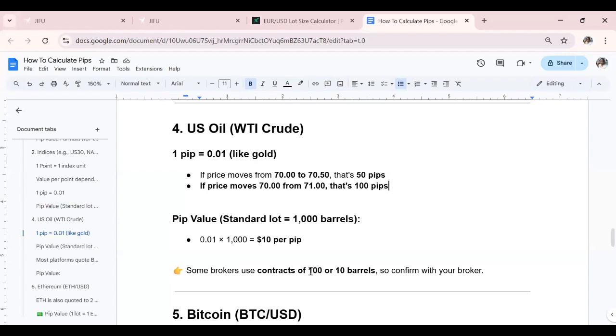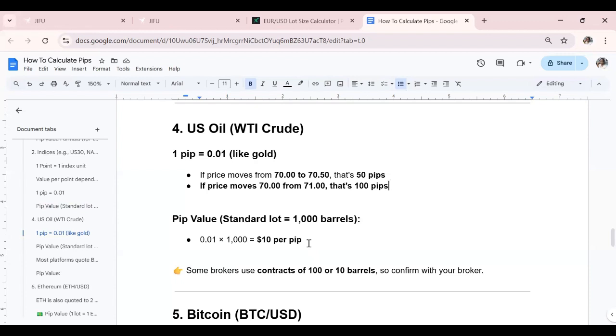Instead of placing their standard lot as, say, 1,000 barrels, they can reduce it to 1 or 10. So you might not make so much money, but you can make a little. So it's always important to confirm. And of course, they want to do the calculation. The calculation would follow the same calculation that we did on gold.